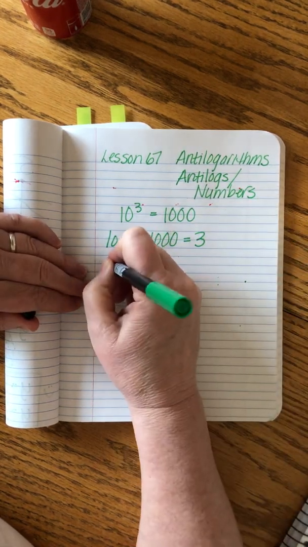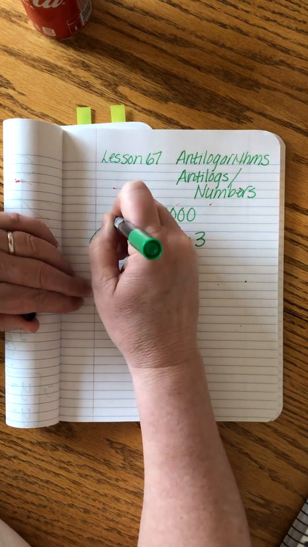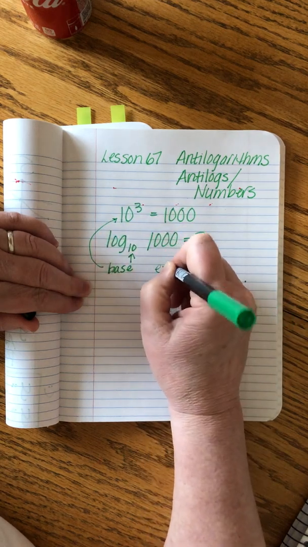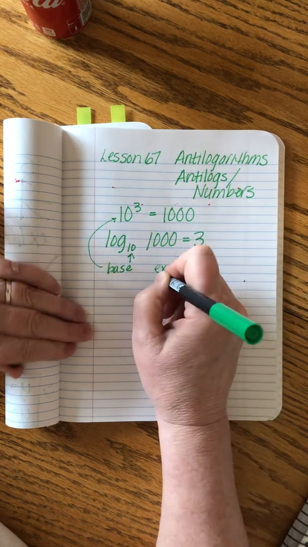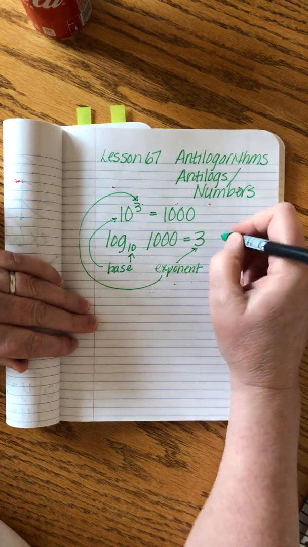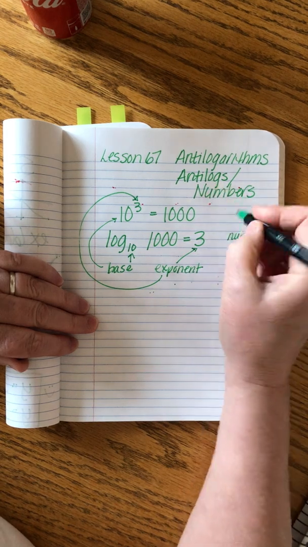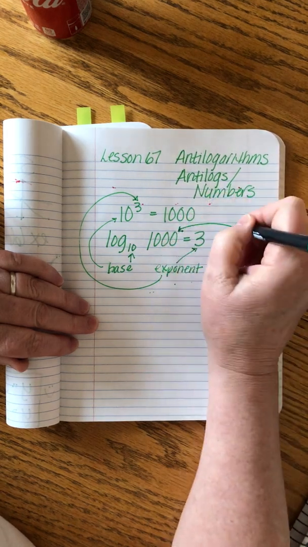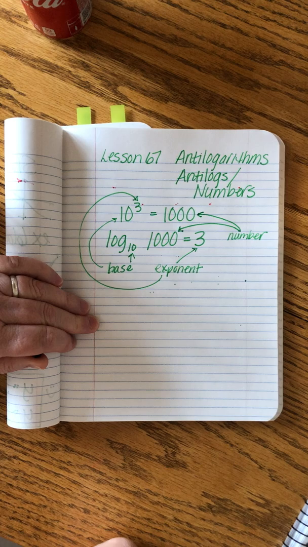We've got a base here and here. We've got an exponent here and here. And then the last component is what I call the number. It can also be called the antilog, but that just freaks everybody out. This and this are the quote-unquote numbers.